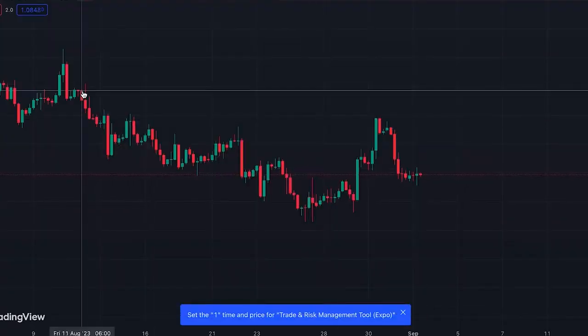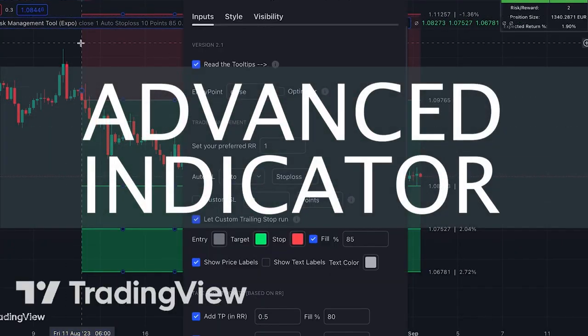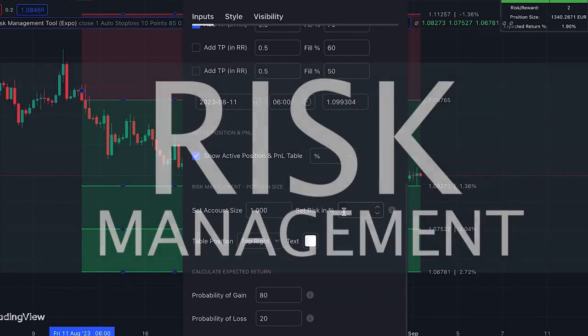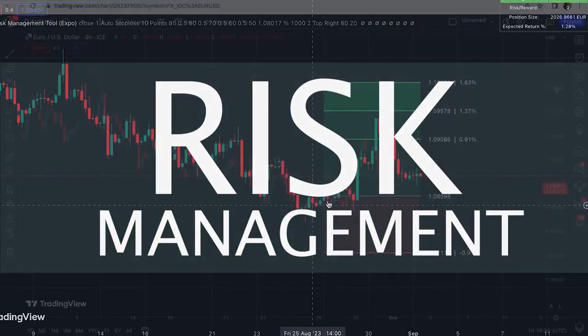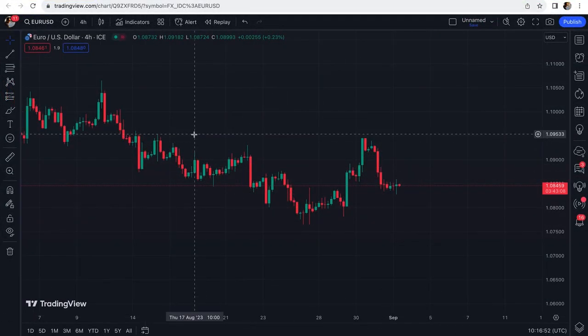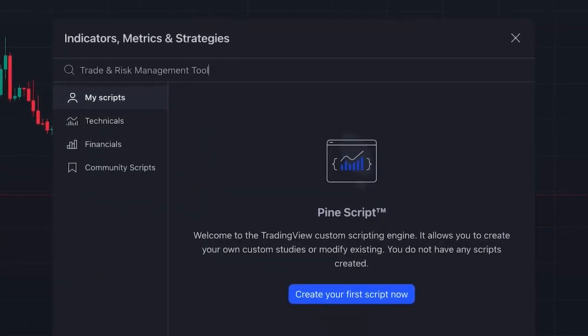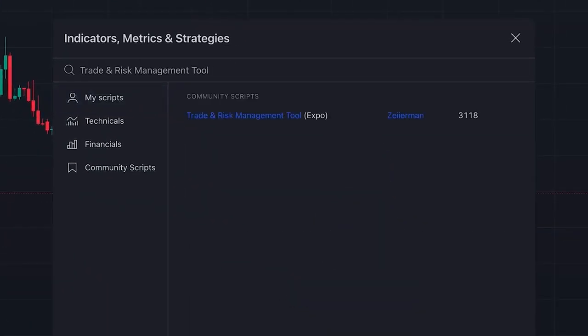In today's video, I want to introduce an advanced indicator on TradingView that helps you to easily manage your risk and manage your open positions. This tool is free, and for adding it to our chart, here we click on indicators and we search trade and risk management tool. This one, which is written by Zierman.